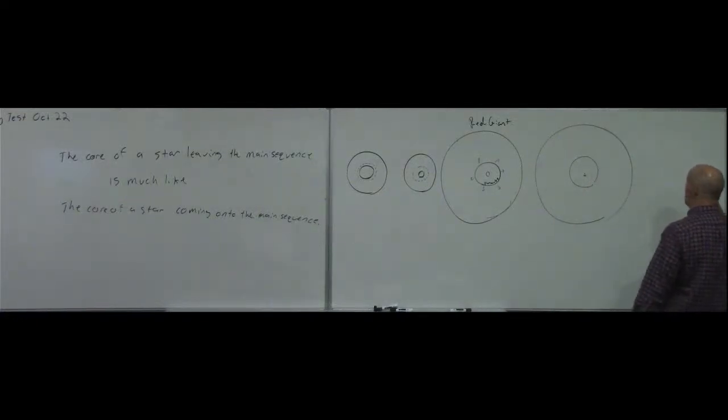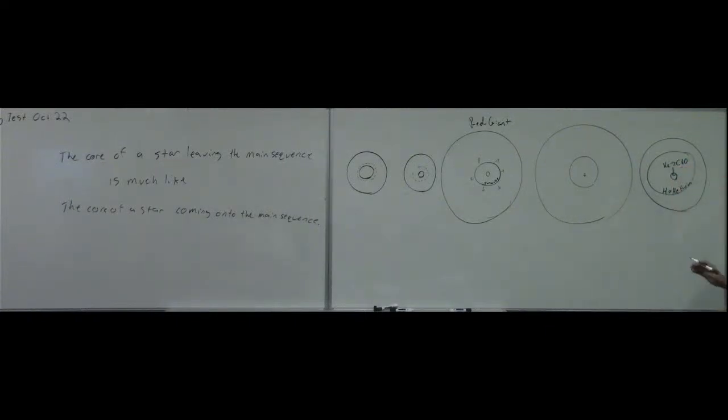And now we actually become stable for a little while. And the core stops contracting. These outer layers stop expanding. And now we've got fusion of helium into carbon and oxygen happening in that core. Now I've still got fusion happening of hydrogen out here. Okay. Does that make sense?